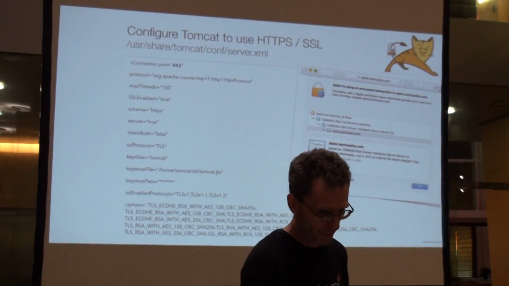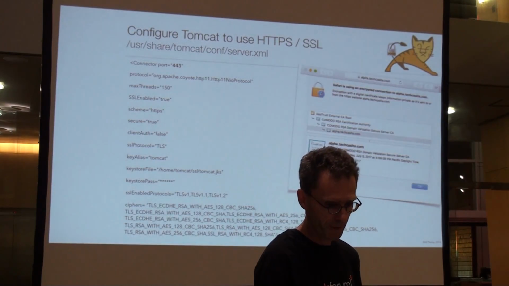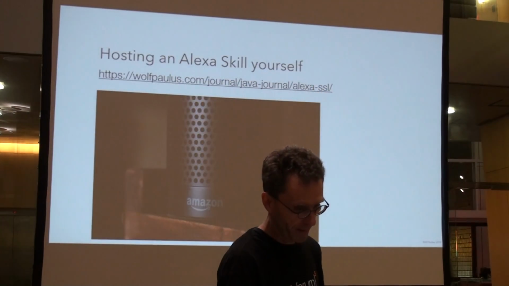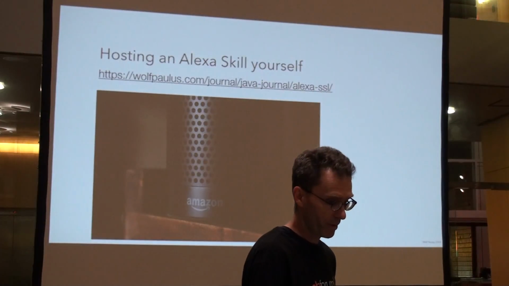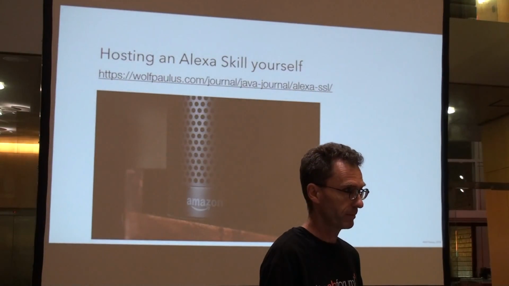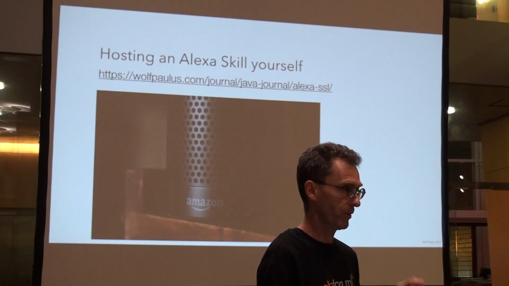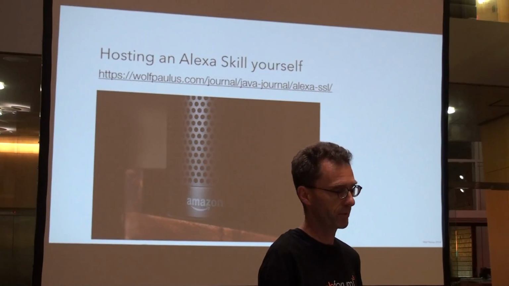Just configure your connector for port 443, and then you have it responding to HTTPS requests. And if that was too fast, that's also on my site, where you can follow through the steps: how to get an SSL certificate, how to put it into a key store, and how to put it on your Tomcat server.